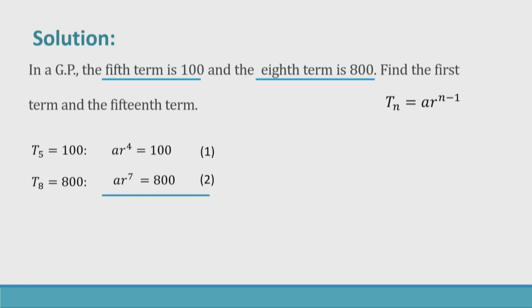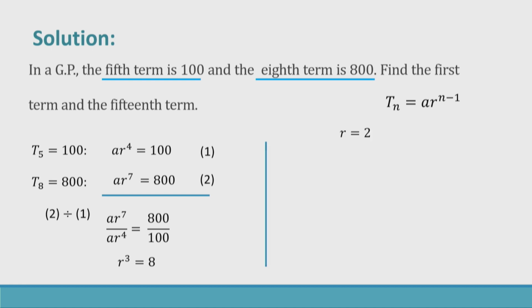So equation 2 divided by equation 1, I will have AR power 7 over AR power 4 equal to 800 over 100. We can see here that A will cancel. Using our laws of indices, R power 7 divided by R power 4 will give me R power 3, which is equal to 8. R will be the cube root of 8, which is 2.